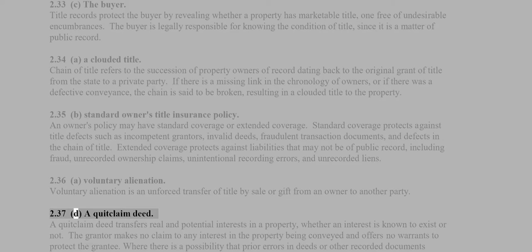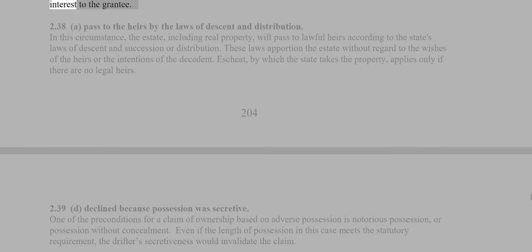2.37 D. A quitclaim deed. A quitclaim deed transfers real and potential interests in a property, whether an interest is known to exist or not. The grantor makes no claim to any interest in the property being conveyed and offers no warrants to protect the grantee. Where there is a possibility that prior errors in deeds or other recorded documents might cloud or encumber the title, the relevant parties execute a quitclaim deed to convey any and all interest to the grantee.